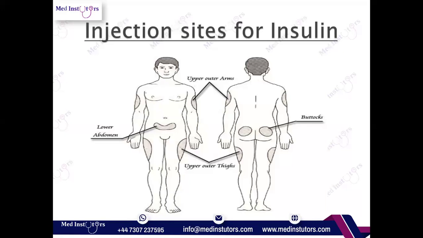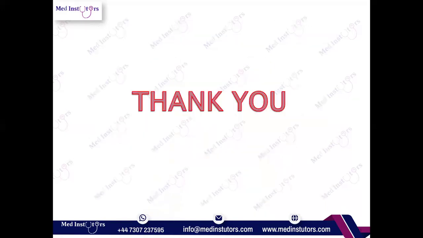A dreaded complication. Always remember, hypoglycemia is deadly. Hyperglycemia is dangerous, but hypoglycemia is deadly. And insulin is usually given subcutaneously at the lower abdomen, upper outer arms, upper outer thighs, and buttocks. So these are the common injection sites for insulin. And that concludes our presentation for today. Thank you so much for your patient listening, and the session is open for discussion.